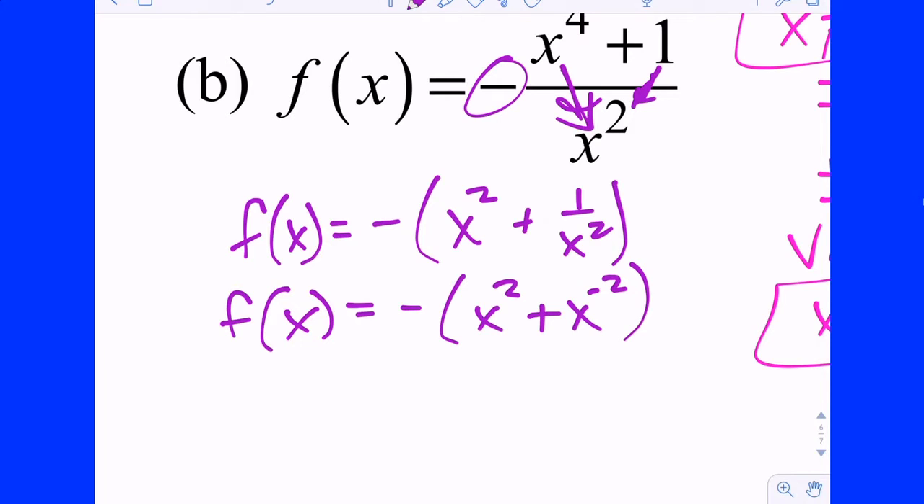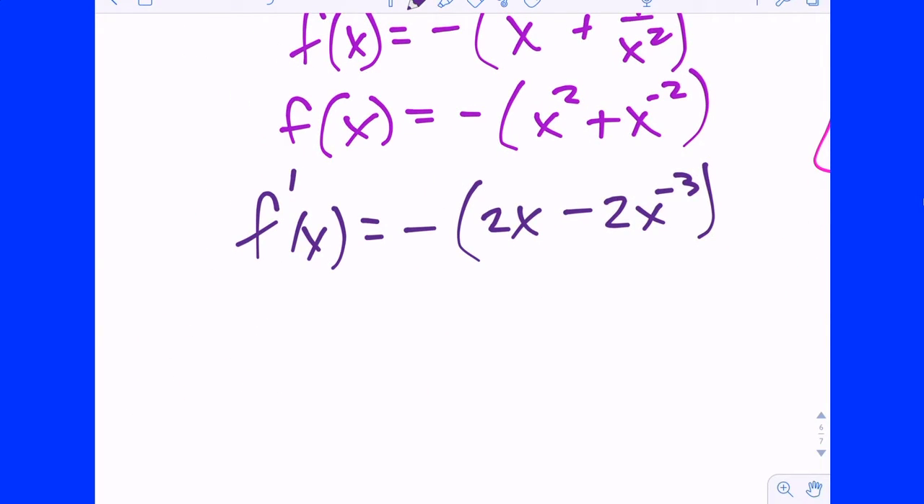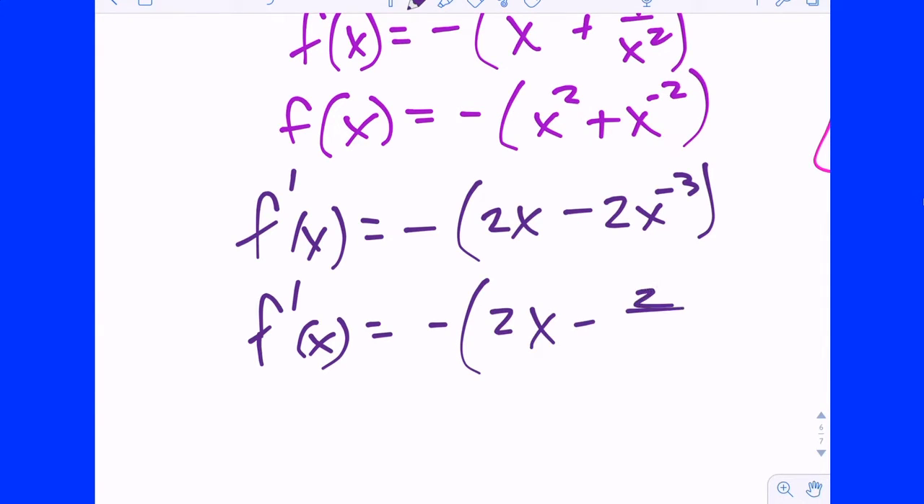Algebra 1 students, maybe. Yeah, okay, cool. Now we're ready for the derivative, f prime of x. The negative 1 out front now is a constant multiple. It goes along for the ride. Times the derivative of x squared is 2x. And this becomes minus 2x to the negative third. Now if I clean that up, I get negative, parenthesis, 2x minus 2 over x cubed.